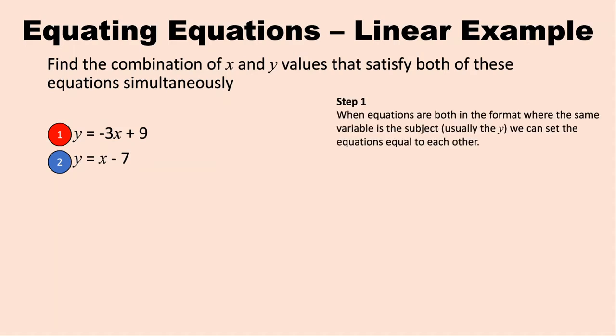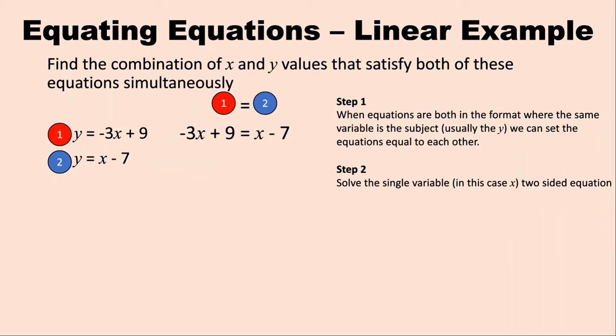Step 1. When the equations are both in the format where the same variable is the subject, usually y is the subject, and that's the case that we have here. Y equals some expression in x. Y equals some expression in x. We can then set the equations equal to each other because both of these equations are equal to y, and we're looking for that common y value for both equations. So for equation 1, y is equal to negative 3x plus 9. For equation 2, y is equal to x minus 7. So negative 3x plus 9 must be equal to x minus 7.